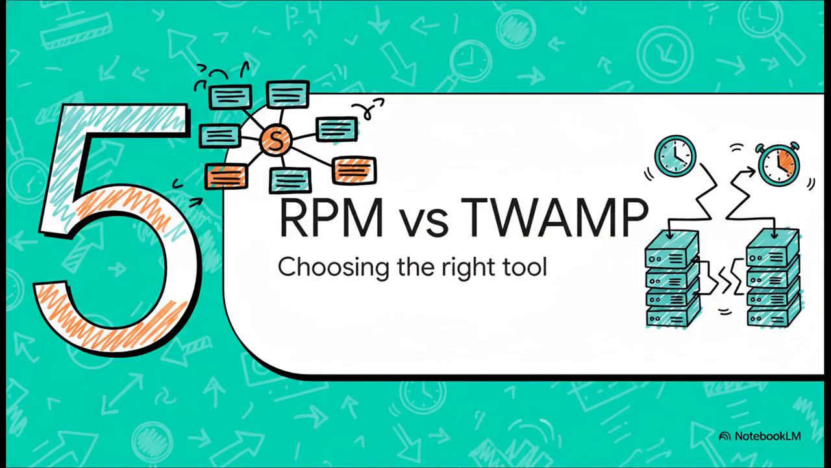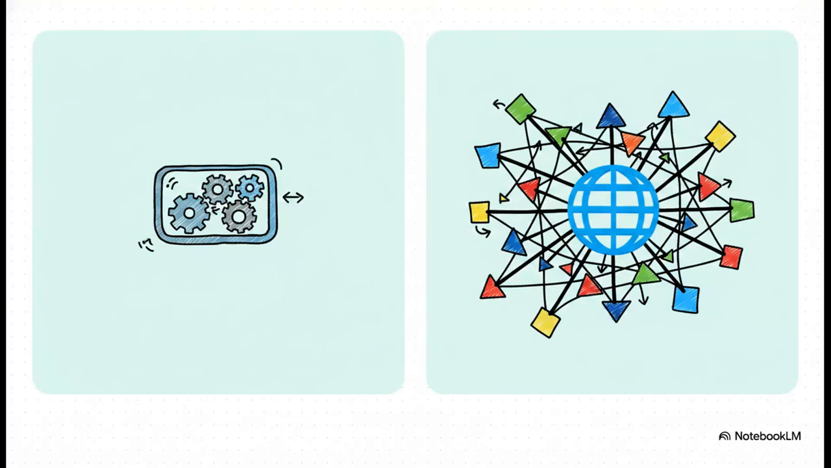All right, Section 5, RPM versus TWAMP. Choosing the right investigative tool. So RPM is simple to deploy, it's built right into Junos, and relies on standard ICMP or UDP.